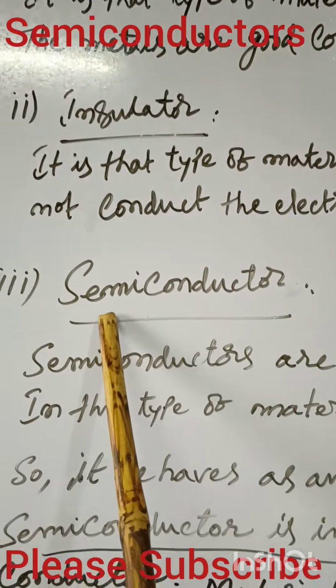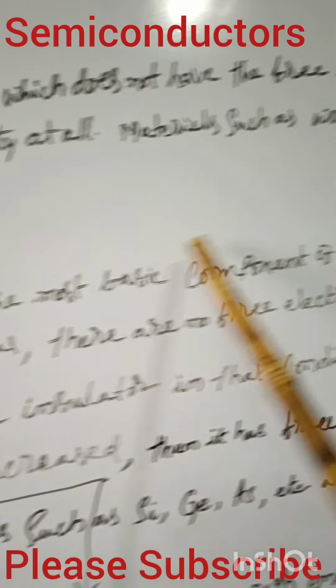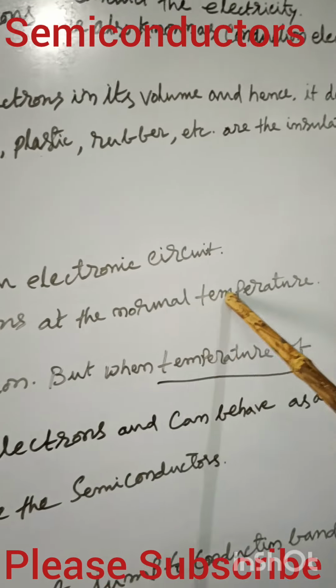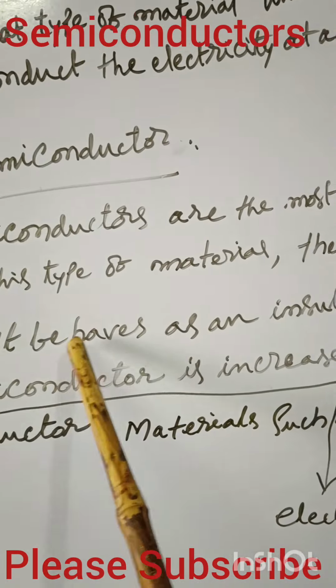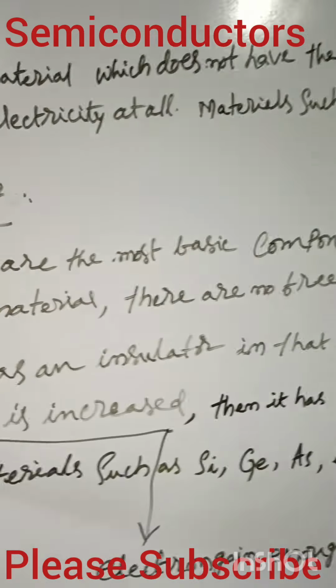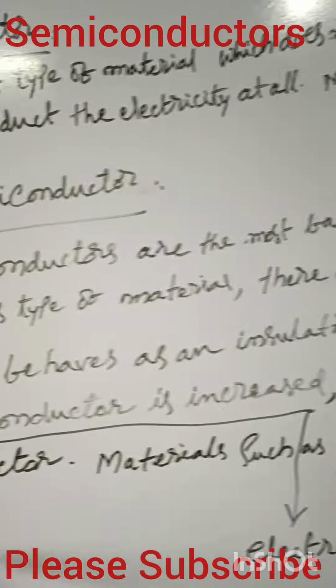Then the third one is the semiconductor. Semiconductors are the most basic component of an electronic circuit. In this type of material, there are no free electrons at normal temperature, so it behaves as an insulator in that condition. But when the temperature of the semiconductor is increased, it has free electrons and can behave as a conductor.